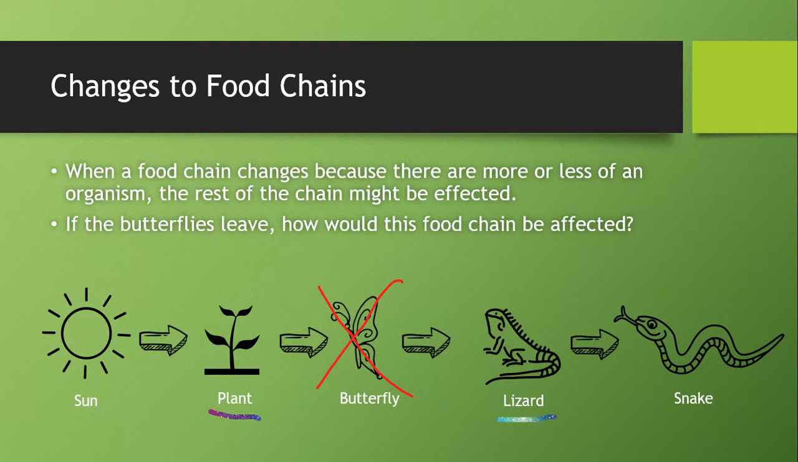The lizards won't have the butterflies to eat. They will need to find something else to eat or move to a different area. And if the lizards leave, where are the snakes going to go? What are they going to eat? They'll have to move elsewhere too.